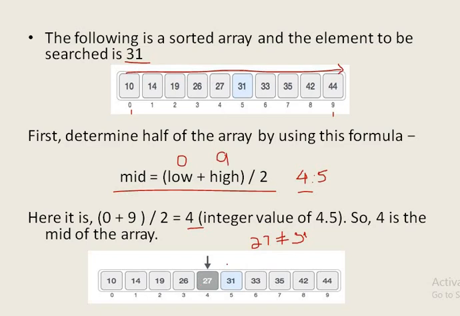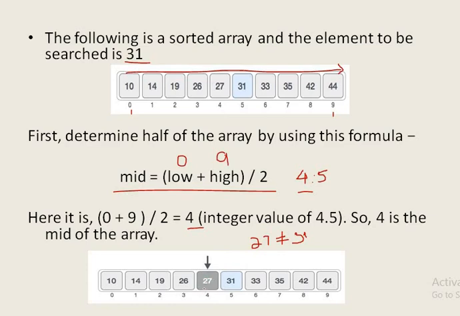Therefore, a match is not found. Then the process is to be repeated again. Now, we don't have to repeat this entire comparison procedure towards the entire array. Instead, we can only compare elements towards one side of the array. So, what portion of the array is to be compared next?